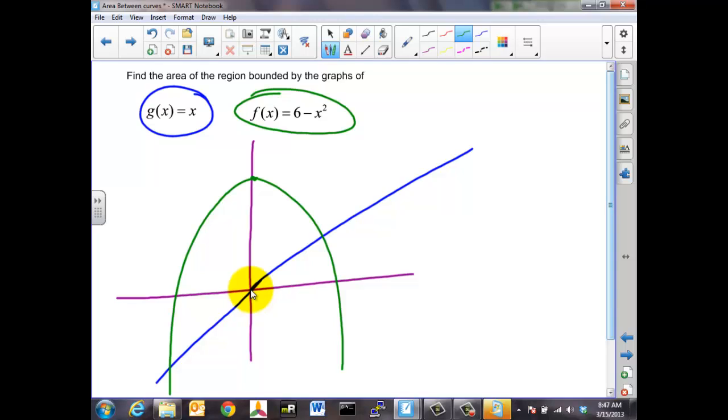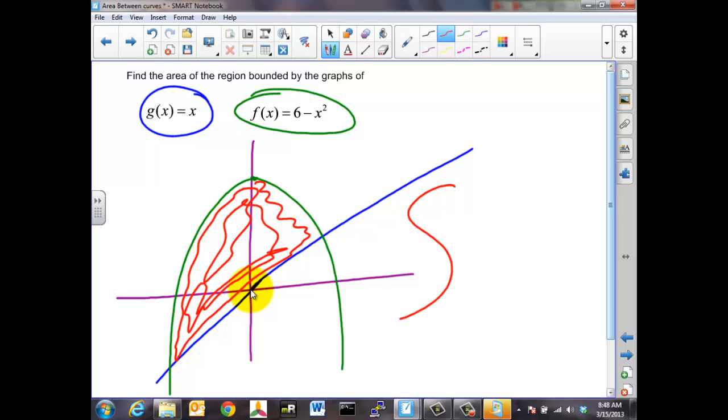It says find the area of the region bounded by the graphs. What area do you think that's talking about? This region right here makes sense, right? All right. So what's the problem we have then? We don't know where to start and where to stop.